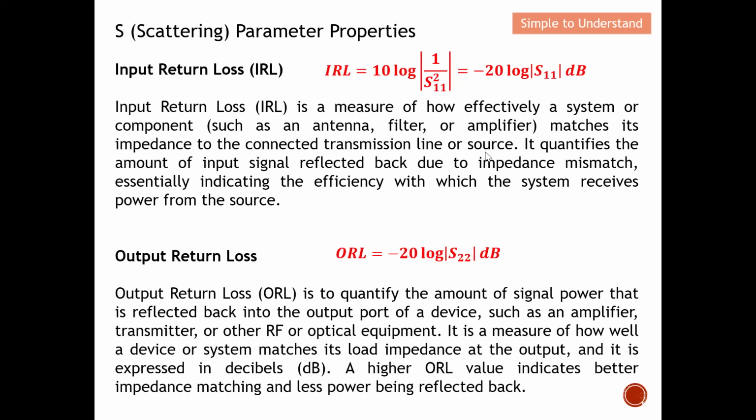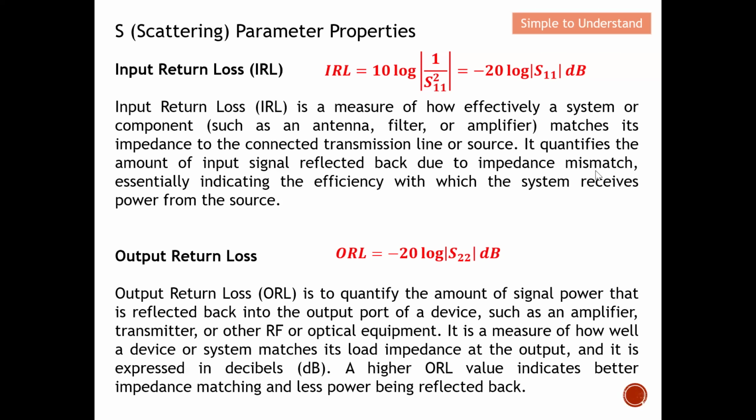In short, when you look at this input return loss, you can see how well matched it is. Is it 50 ohm to 50 ohm? If you understand impedance matching, if you have 50 ohm matched to 50 ohm, then you have maximum power transfer. To determine this, it is much easier to look at the input return loss. It tells you how well you match. It quantifies the amount of input signal reflected back due to impedance mismatch.